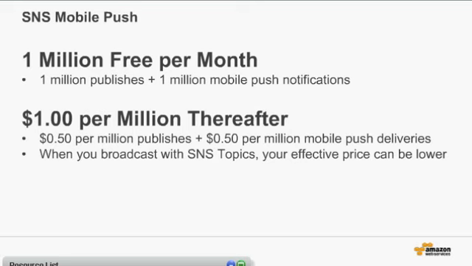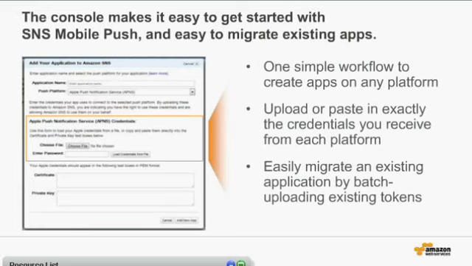And you can set all of this up for SNS Mobile Push using the console. So there's one very simple workflow to create apps on any platform, and then you can upload or paste in exactly the credential you receive from each platform when you sign up to register to deliver those notifications. And there's easy migration of existing applications by batch uploading existing tokens if you're migrating from an alternative platform for managing this. So it's very, very easy to get up and running, very, very easy to migrate onto.